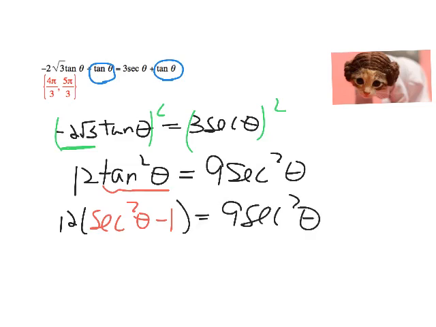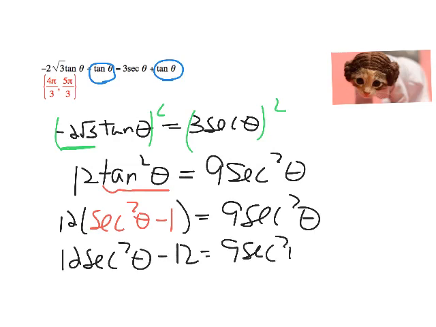And so now it's nice, we have secant squared on both sides. That's what we're going to work with. In terms of algebra, you're down to basically one variable that you're working with. So distribute your 12, so you get 12 secant squared minus 12 equals 9 secant squared. I'm going to subtract 12 secant squared. My squareds look like 7s. Sorry about that. From both sides.